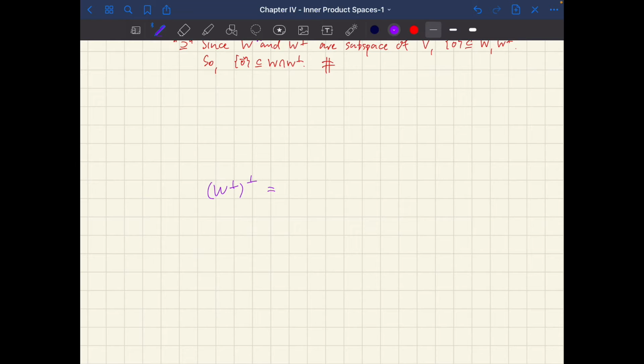I think the answer is quite easy. I think it's maybe equal to W. I think everyone will think about this: the orthogonal complement of W perp is equal to W. But the question is, is it true for any subspace W?